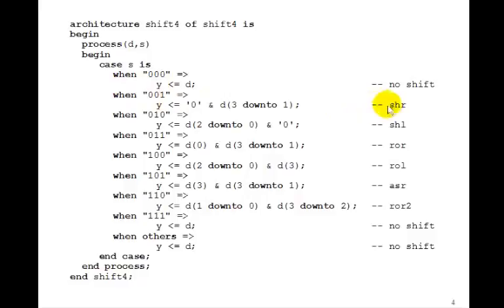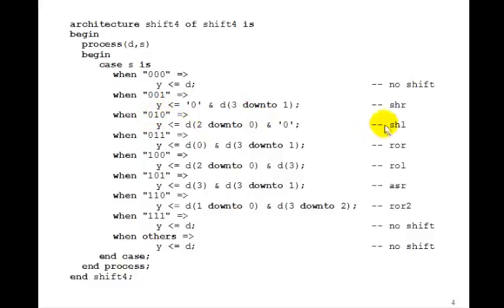When S is 1, we want to shift right. Well, to shift right, we put a 0 in the most significant bit and then concatenate it with D3 down to 1. So what used to be D2, because we put the 0 here, is the old D3. What used to be D1 is now the old D2, and so forth. So that just shifts it right.